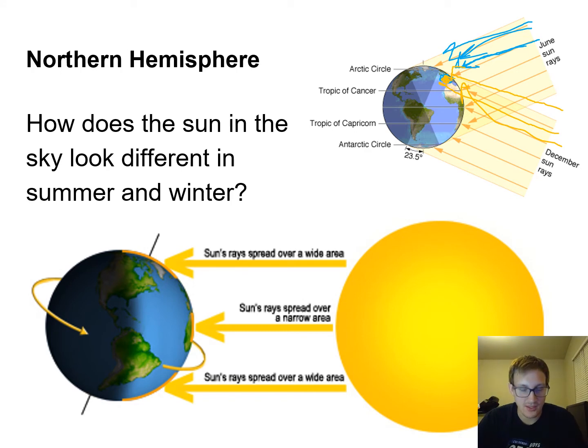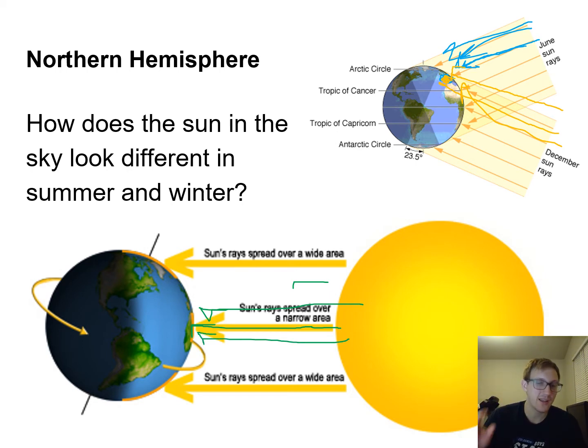If you look at this bottom graphic, let me move it down. These rays are going to hit the equator pretty similarly year round. They do change ever so slightly, but for the most part, they're going to hit at the same angle almost year round, causing the weather and the climate and the seasons to be relatively close to the same all year long.